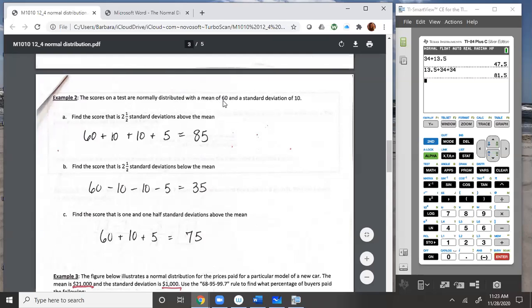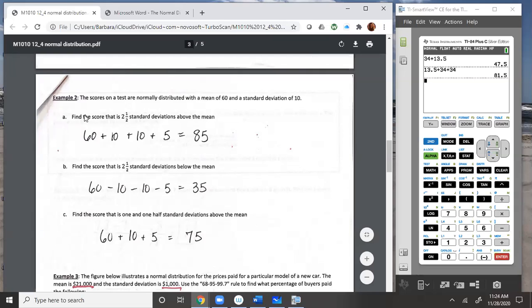So the mean is 60. Each standard deviation is 10. We're going to add 2.5 of those. So 60 plus 10 plus 10 plus 5 is equal to 85. And that score should be a number that's bigger than 60 because it says 2.5 standard deviations above the mean.